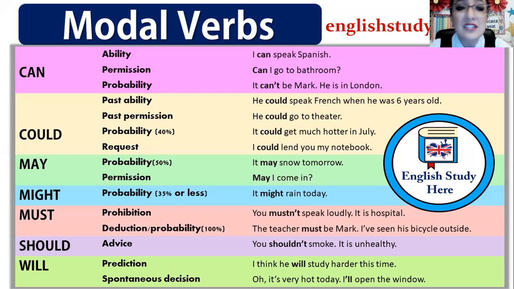Okay, remember that can is going to be for ability, permission, or probability, but in an informal way. And could is going to be when you want to talk about your past abilities or past permissions, probability, requesting something in a formal way, okay? So should is going to be used for advice and will is going to be used for predictions or for spontaneous decisions that we are going to be making in the future. And also we were talking about must, talking about prohibition and deduction or probability.